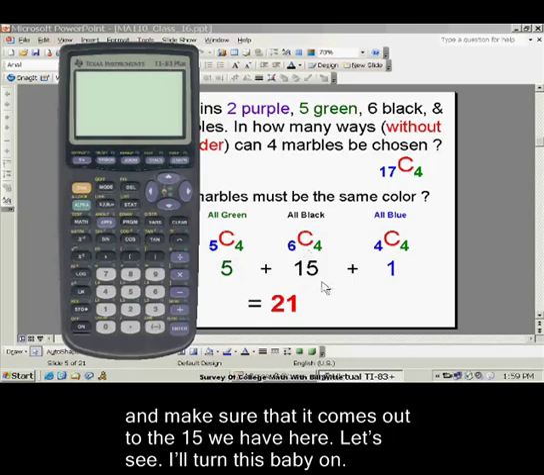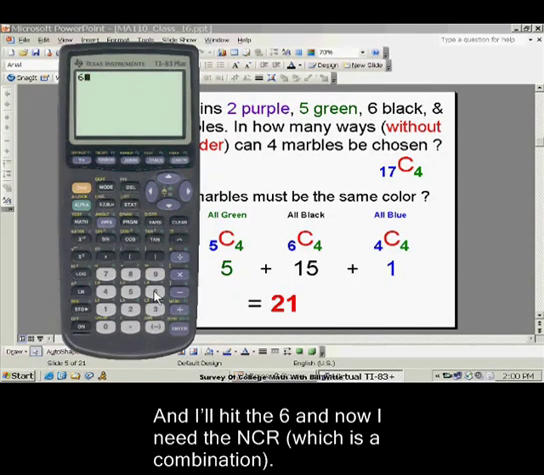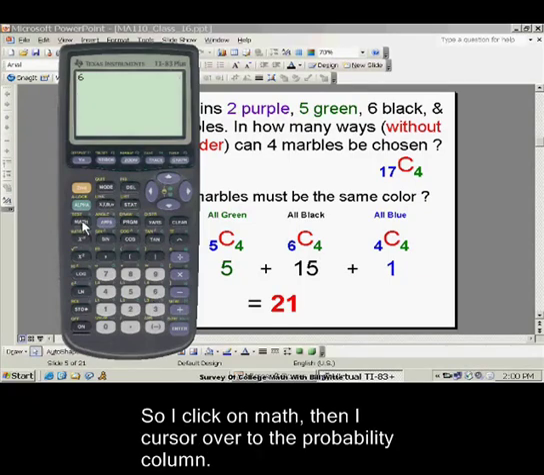Make sure we get this 15. Okay, well, let's see. Let me turn this baby on, and I'll hit the 6. And now I need the NCR, which is a combination. So I go to Math, and I'm going to cursor over to the probability.